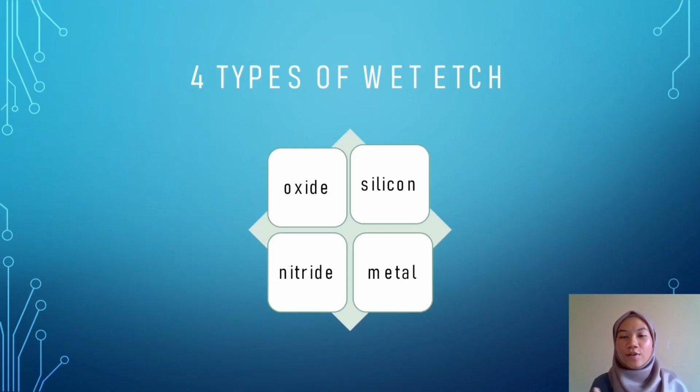As you can see, we have four types of wet etch: oxide etch, silicon etch, nitride etch, and metal etch. We call them oxide, silicon, nitride, and metal etch because it defines the type of material of the wafer surface that we use for the etch. But basically, the process of etching is the same for all of them: for a wet etch, it's just oxidation, and then we dissolve it, and oxidation again, and we dissolve it.